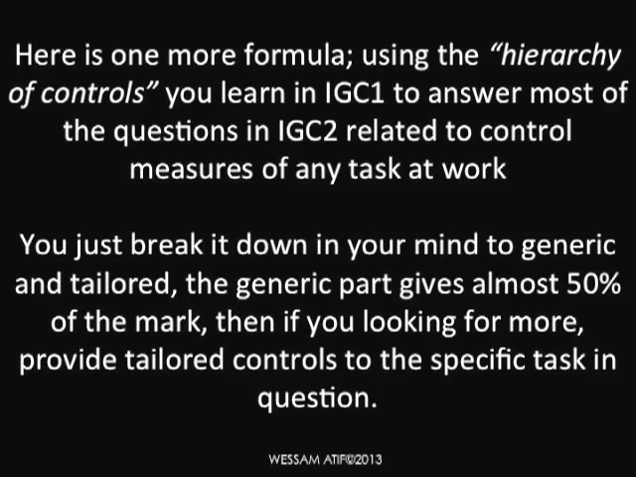Use the hierarchy of controls you learned in IGC 1, you know, elimination, substitution, PPE, etc., to answer most of the questions in IGC 2 related to control measures. You know that in IGC 2, it's mostly about they give you a task and then ask you to say hazards and controls, or controls only. So you will always list the controls according to the hierarchy of control. Always put the hierarchy of control formula in front of you. You just break it down in your mind to generic and tailored. Usually the generic part gives you almost 50% of the mark. Then if you're looking for more, provide the tailored control to the specific task.